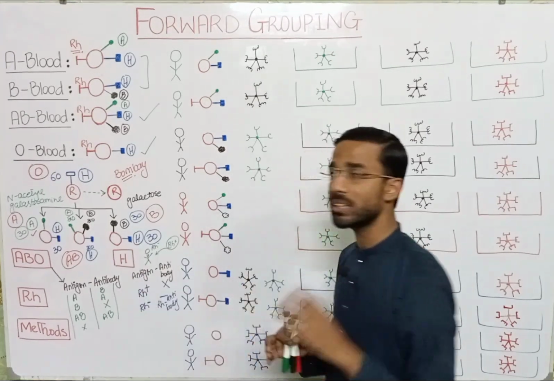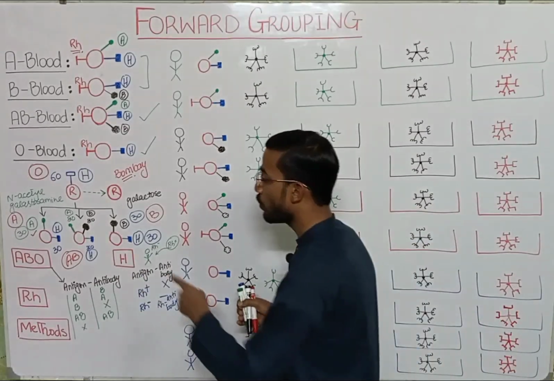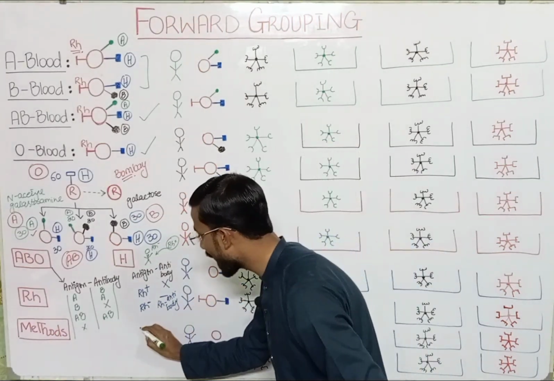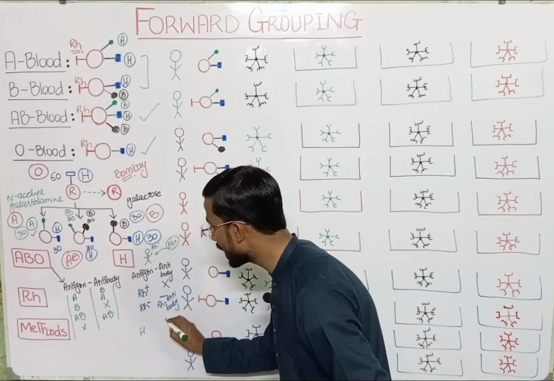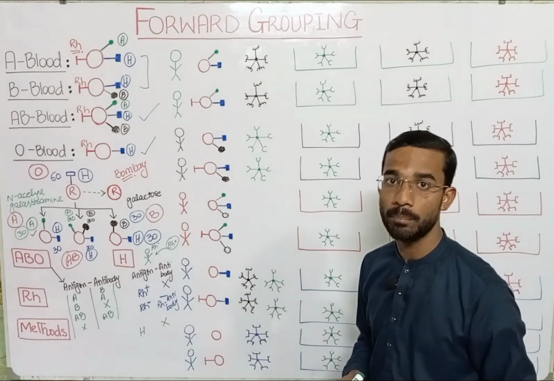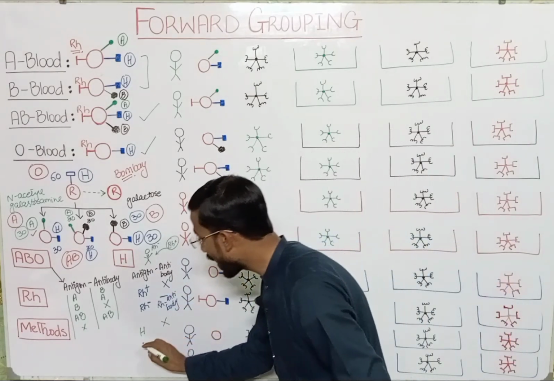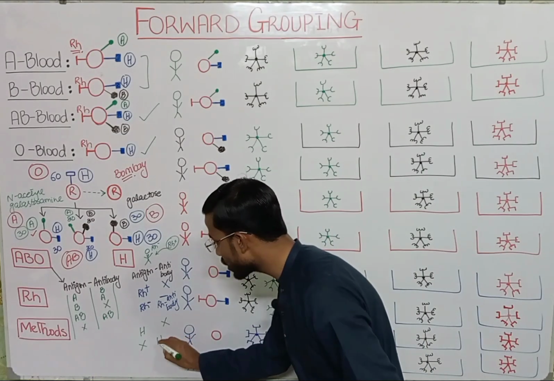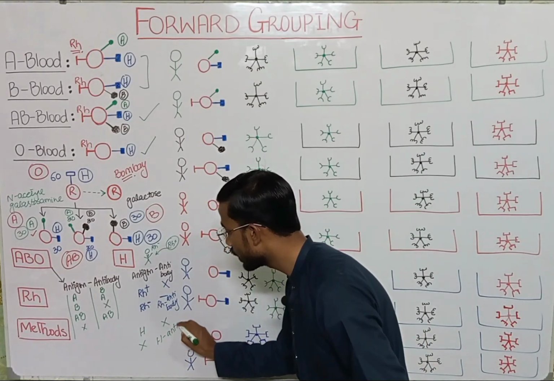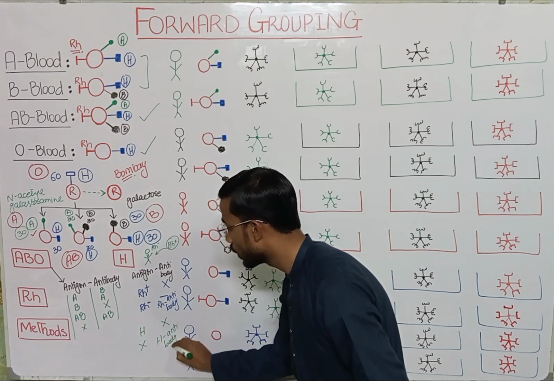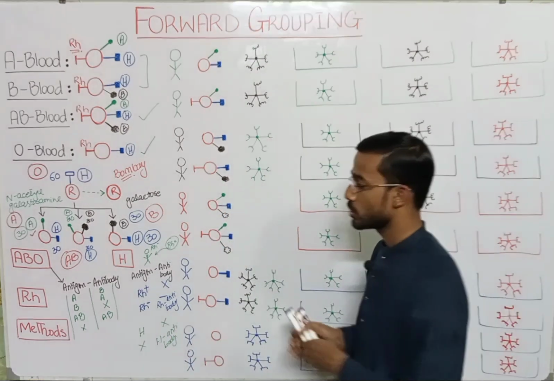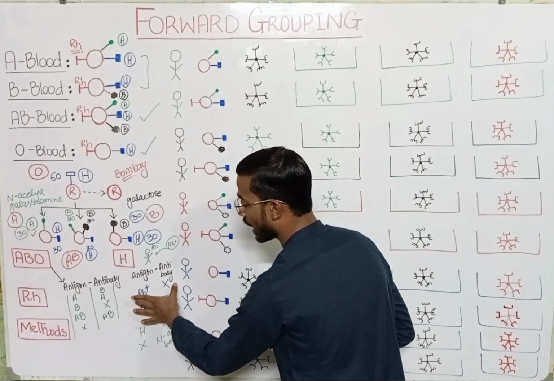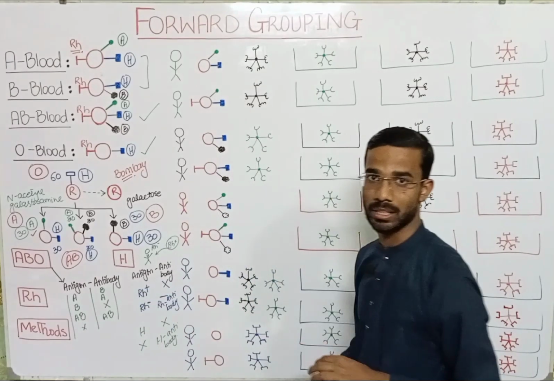And if I talk about the H antigen, keep in mind the same is the case. When the H antigen is present, you will never see the H antibody. When there is no H antigen, then you will see the H antibody. So this is the ABO antigen, this is the RH, and this is for the H antigen.